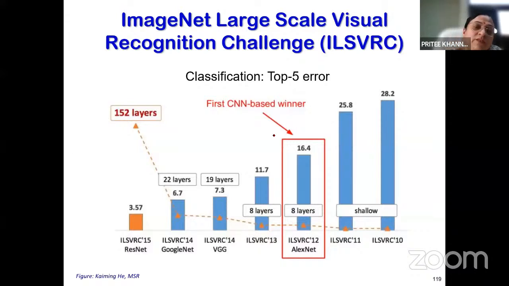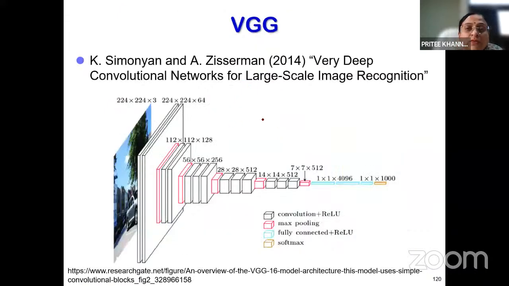But now we have reached quite far from there. You can say from 8 layers to Google's ResNet with 152 layers. So a lot of way we have gone. So this is your VGG. Now, let me tell you what is the difference between VGG and AlexNet.